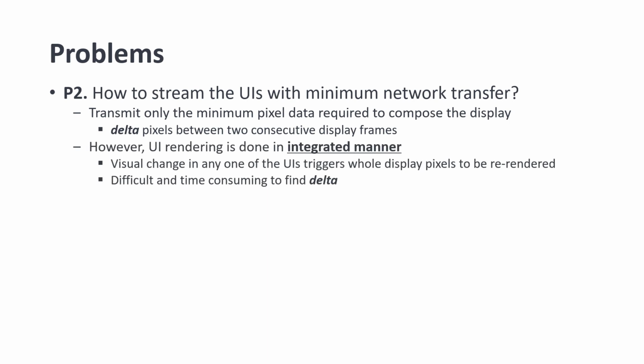However, in modern mobile platforms, UI rendering is done in an integrated manner. In other words, visual change in any one of the UIs in the display triggers the whole display pixels to be re-rendered, making it difficult and time-consuming to find the delta pixels.